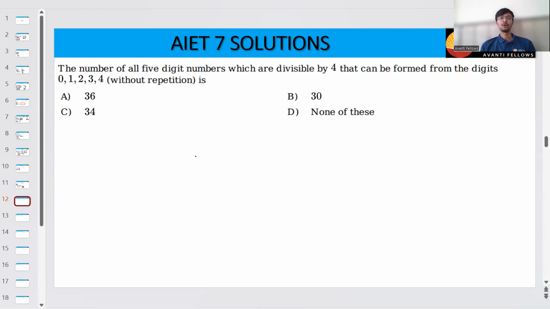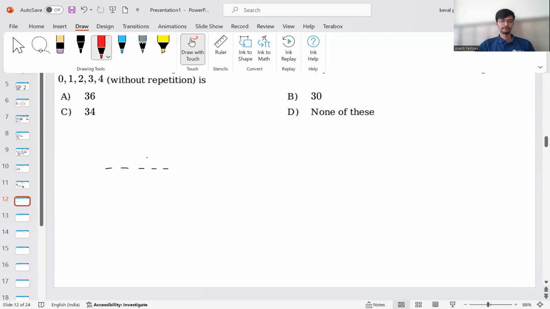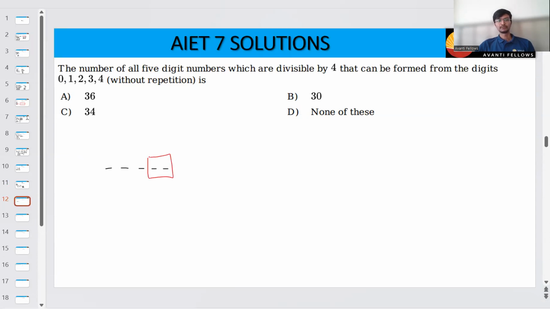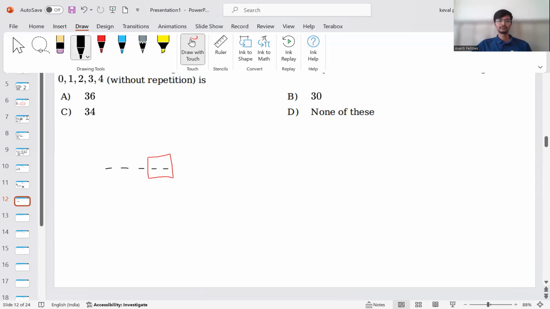The next one. The number of all 5-digit numbers which are divisible by 4 that can be formed from the digits. What is the divisibility test for 4? There are 5 digits, 1, 2, 3, 4, 5. If the last two digits form a number divisible by 4, then we can say that the whole number is divisible by 4. This is the divisibility test. So here we have to take cases, correct?